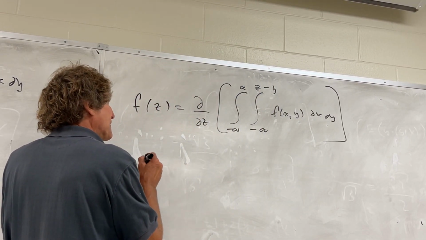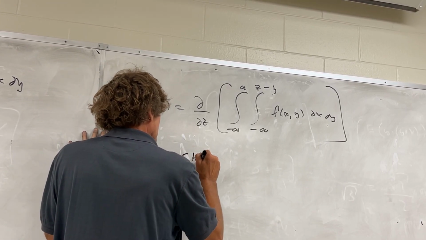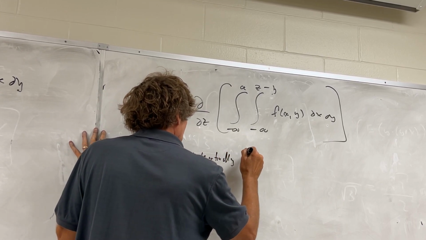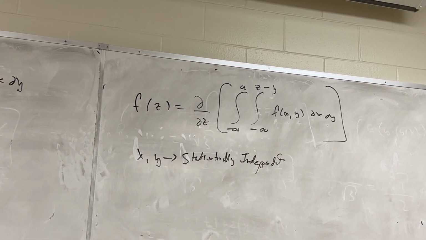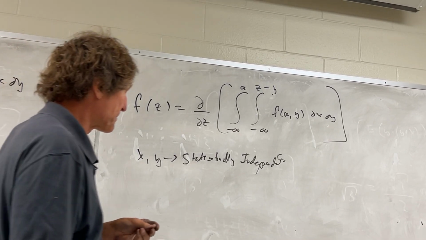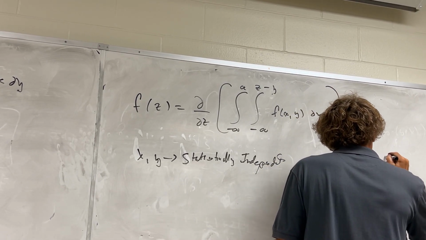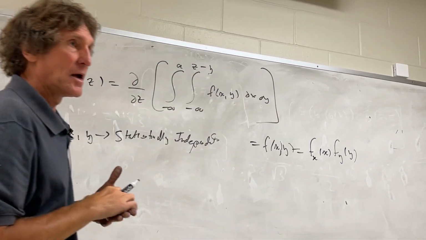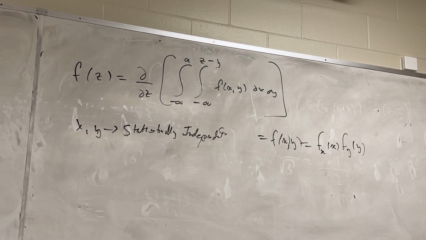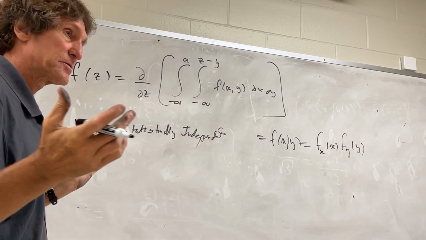He states that if you assume that x and y are statistically independent, that means that f of x comma y is equal to f of x times f of y. And that happens a lot, by the way. So many things in the real world are statistically independent in nature. You'll see this with the Maxwell-Boltzmann distribution, with the Rayleigh distribution, all this stuff.